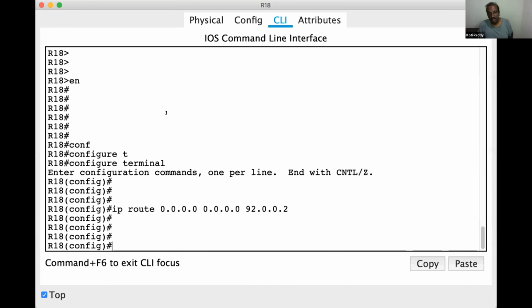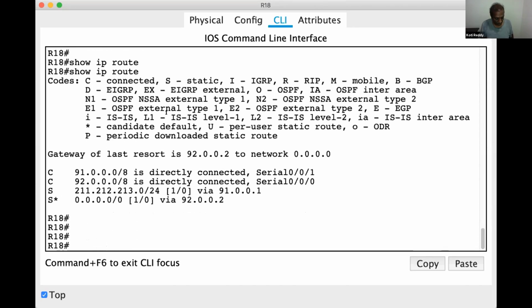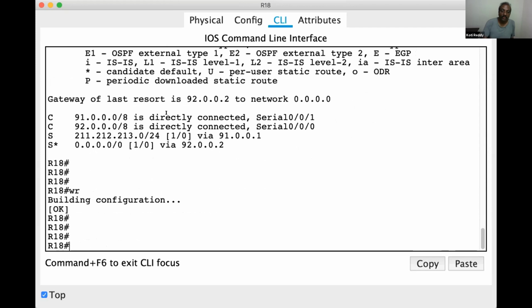You understand now? This route is added in the routing table. When I give the command show IP route, I could see this route in the routing table. Default route.